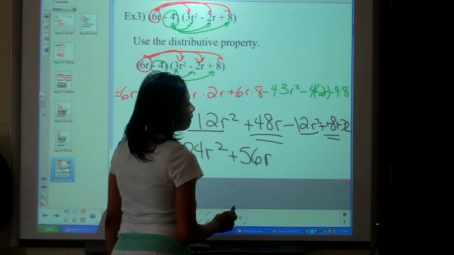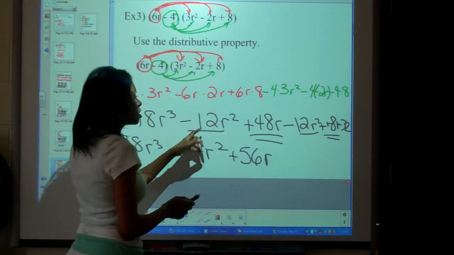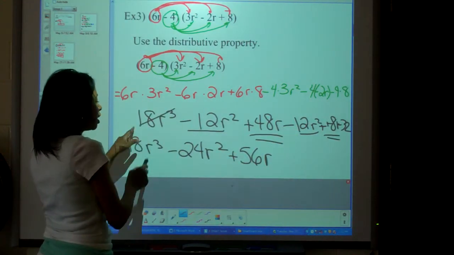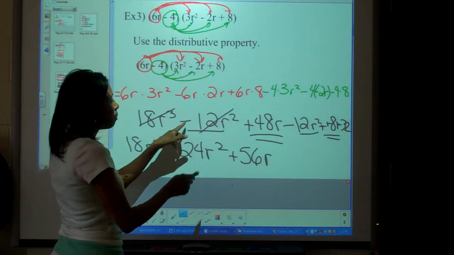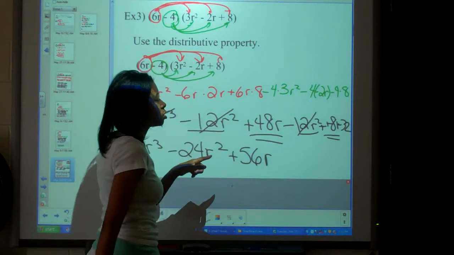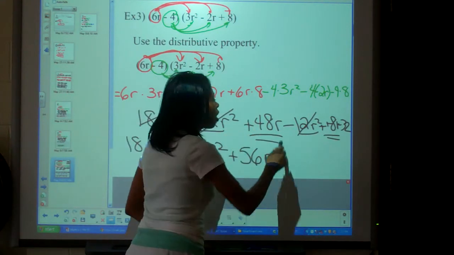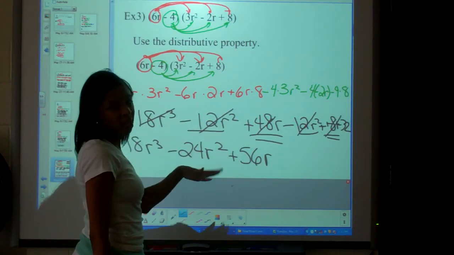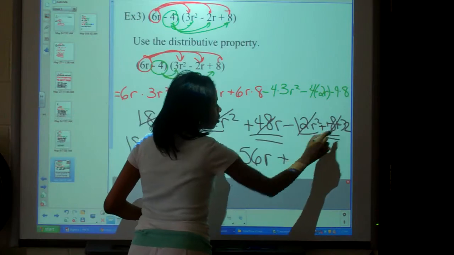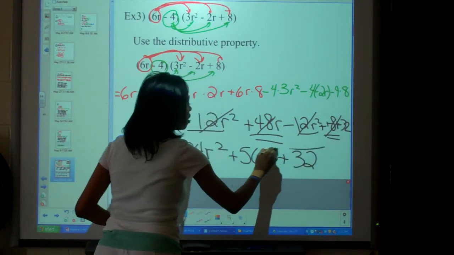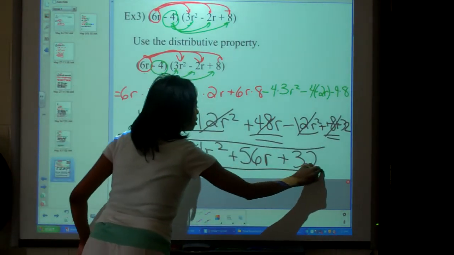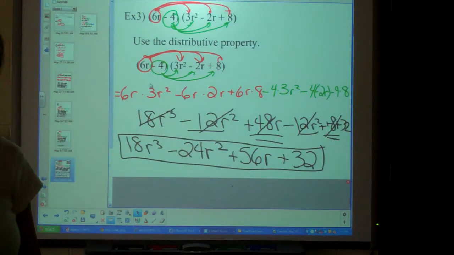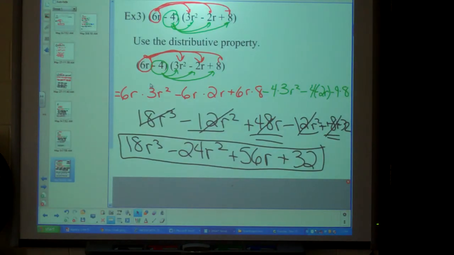48 plus 8 is going to be 56, so that's plus 56r. And once I start getting a lot of terms on here, I start canceling what I use. I've used the 18r cubed. I've done the minus 12r squared and the minus 12r squared. I've added the 48r and the 8r, because otherwise it gets a little jumbled. When I start canceling, I can see what's left. And then the plus 32, you can see in the back, is still left. And this is our final answer. And that's how you multiply polynomials.